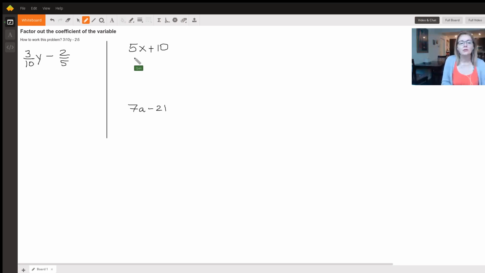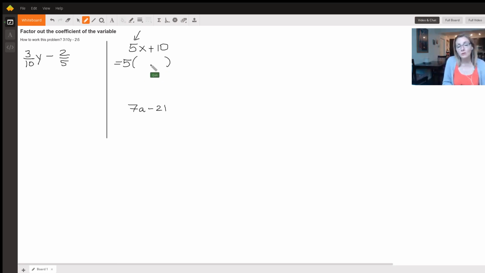So the first one I want to look at is 5x plus 10. So the coefficient of the variable is referring to this number 5 that's being multiplied by the x. Factor just means write it as a product. So we want to write this polynomial 5x plus 10 as a product of 5 and something. Okay, so we're going to take the coefficient of the variable and move it to the front of a set of parentheses. And now we just have to decide what would we have to put in the parentheses in order to make this product equal to the original expression.